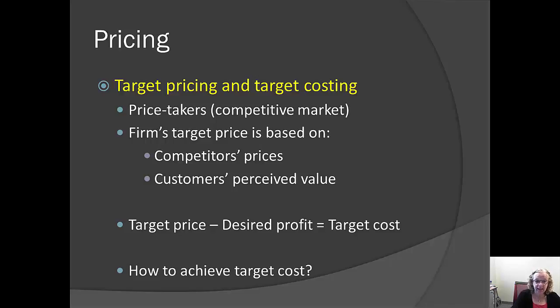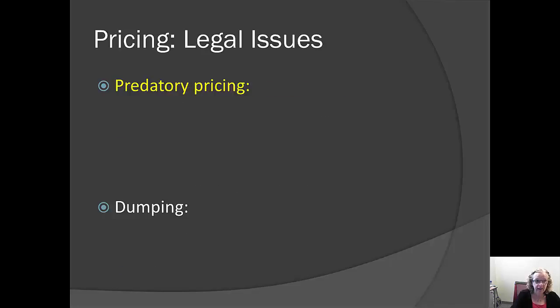Well, one possibility is to accept a smaller profit margin on each unit that we sell. Most firms don't like that, so instead they look for ways to reduce the cost of the product, either by redesigning it or by finding other sources for labor and materials, or by leaving out functionalities that the firm feels customers might not care about. Target costing is a very competitive activity.